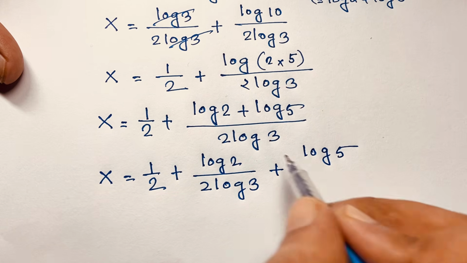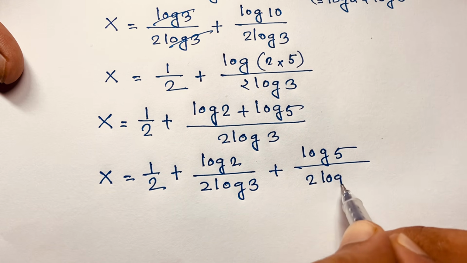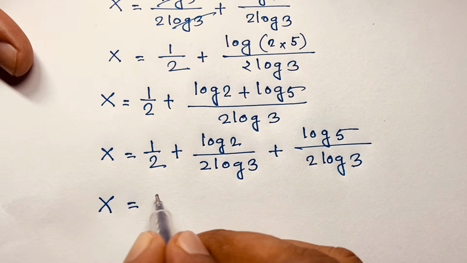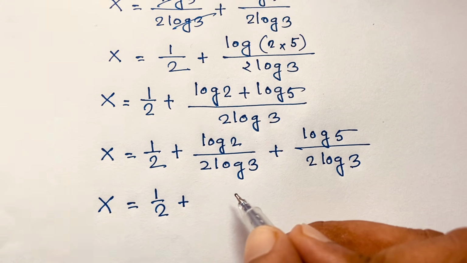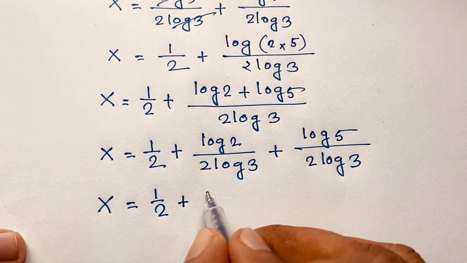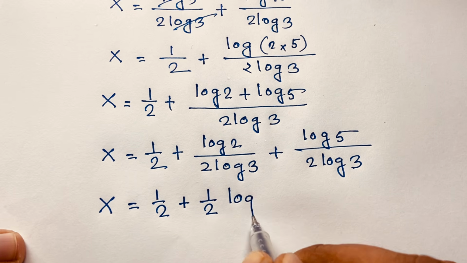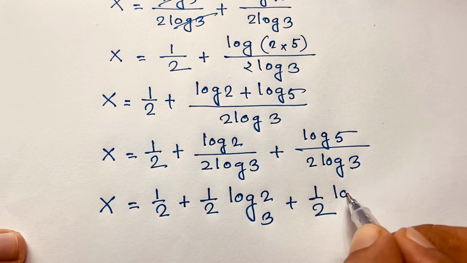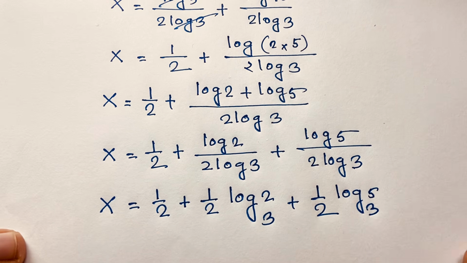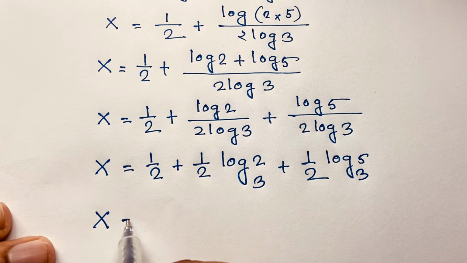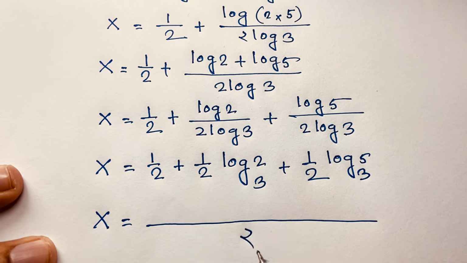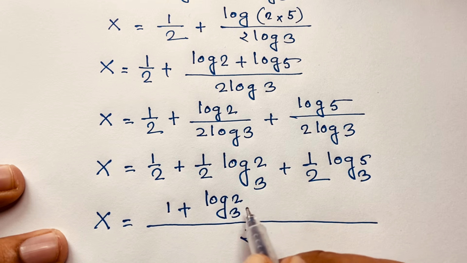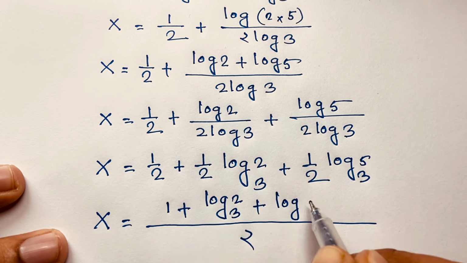I separate this fraction. Now at this moment you can say here x is equal to 1 over 2 plus, and this fraction will be 1 over 2 log 2 base 3, plus 1 over 2, this is log 5 base 3. Now at this moment you can say here x is equal to, here the least common denominator is 2, so it will be 1 plus log 2 base 3 plus log 5 base 3, all over 2.